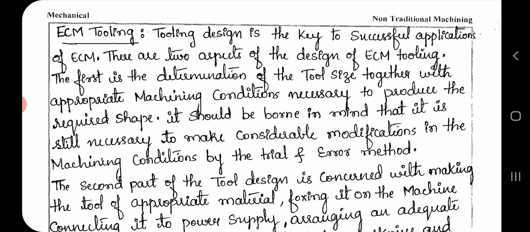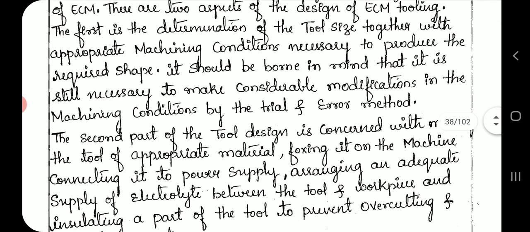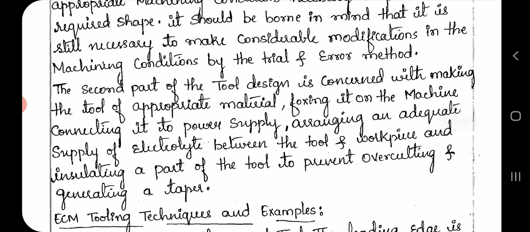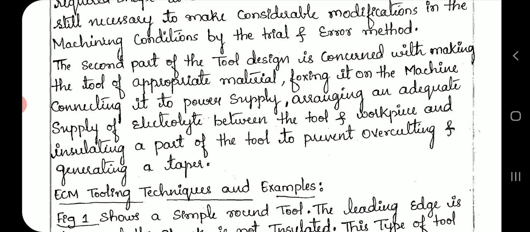The second part of the tool design is concerned with making the tool of appropriate material, focusing it on the machine, connecting it to power supply, arranging an adequate supply of electrolyte between the tool and workpiece, and insulating a part of the tool to prevent overcutting and generating a taper.